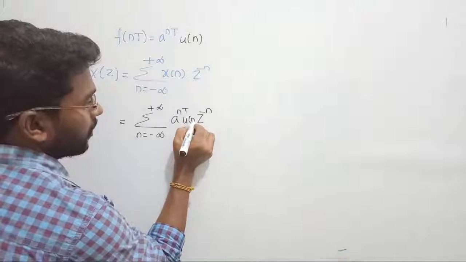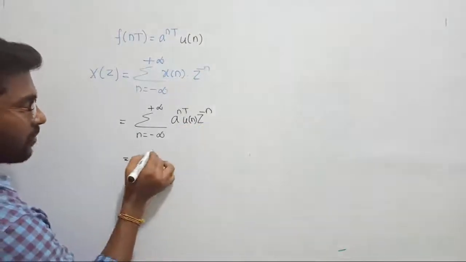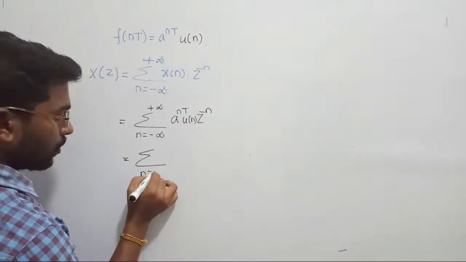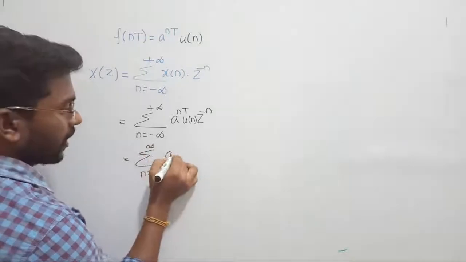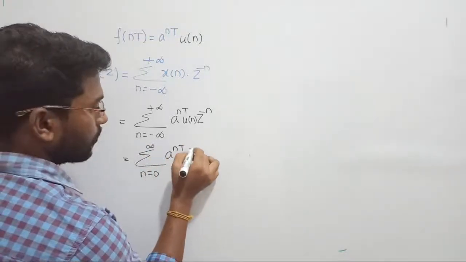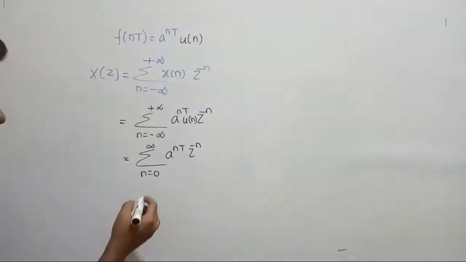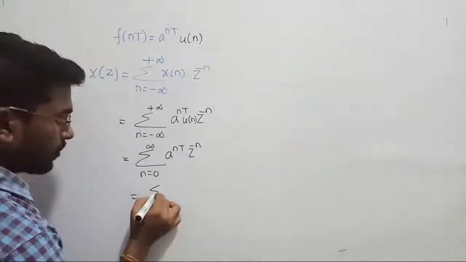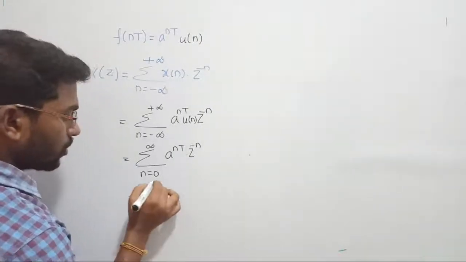So let me multiply by u of n, such that this function can be written as the summation from n equal to 0 to infinity of a power n into T, dot z power minus n, such that this sample can be further reduced to the summation from n equal to 0 to infinity.